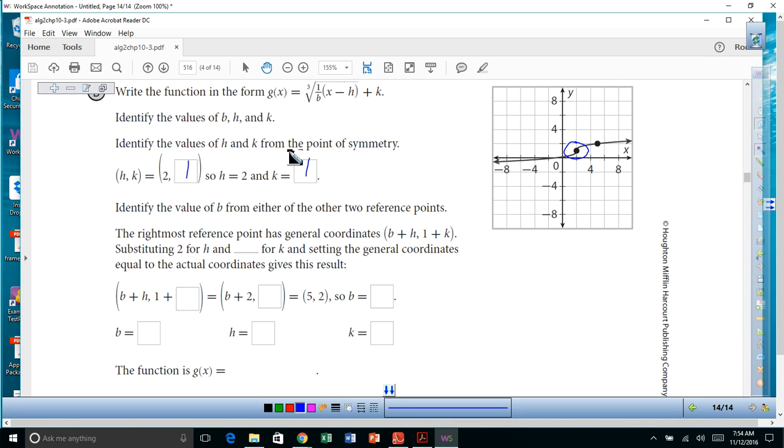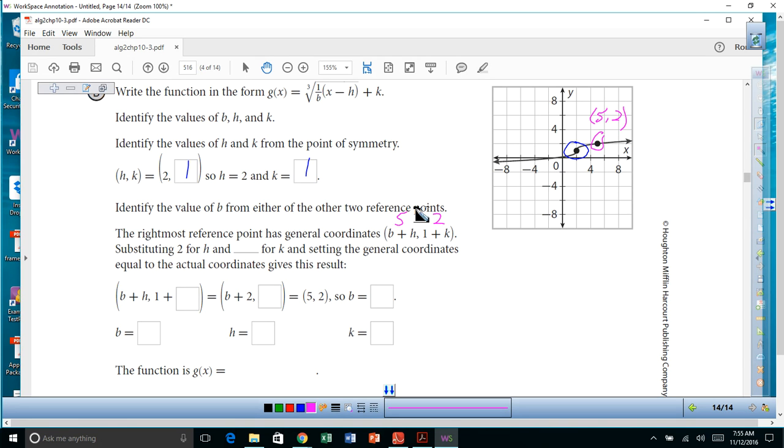The rightmost reference point has the general coordinates b plus h, 1 plus k. And so we're wanting this one right here. Okay, so what is that point? That's 5, 2. So remember, that's going to be 5, and that's going to be 2.